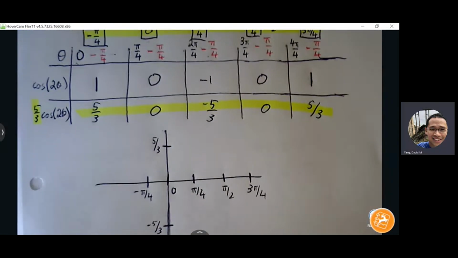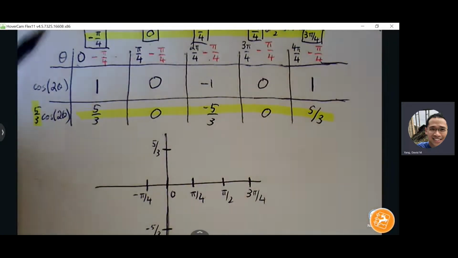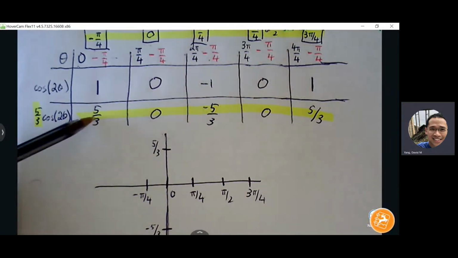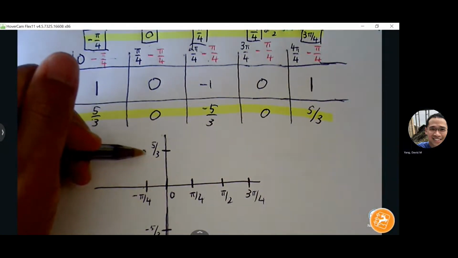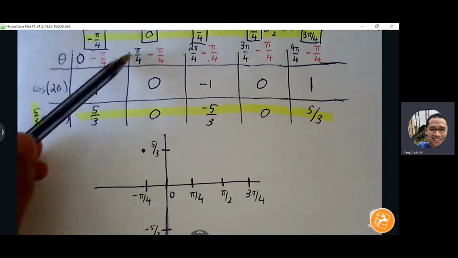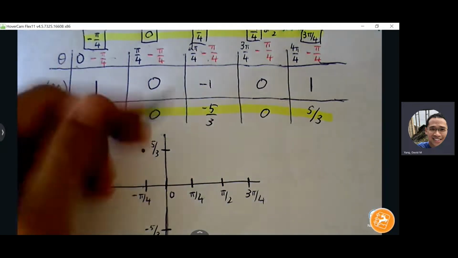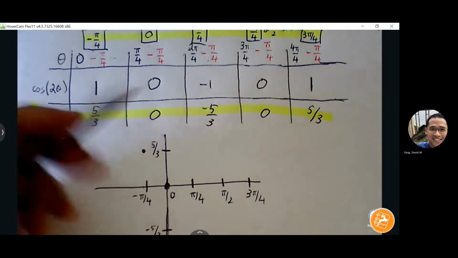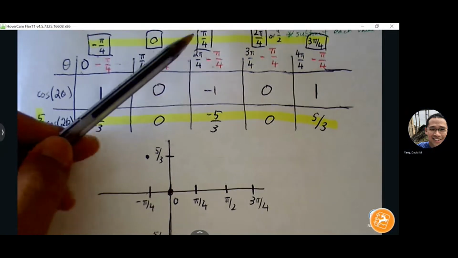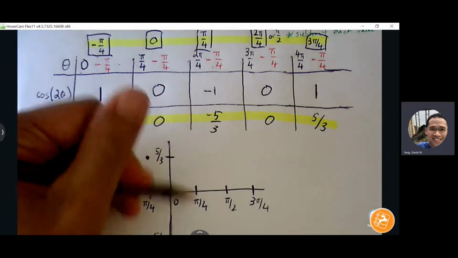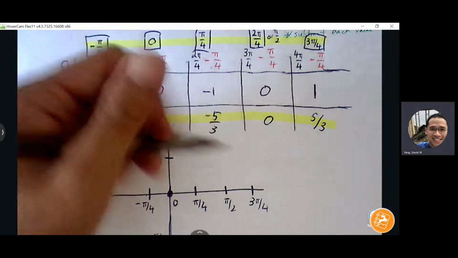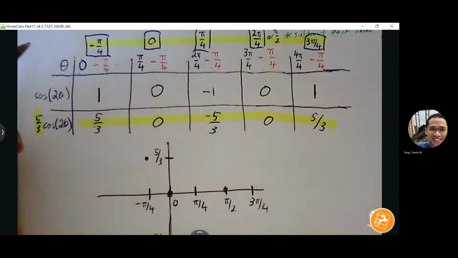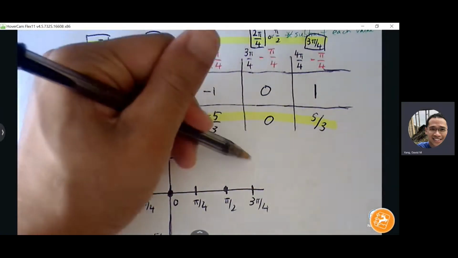So now you're just going to plot your ordered pairs. Okay, first ordered pair is negative pi over 4, 5/3. So negative pi over 4, go to 5/3. Second ordered pair, 0, 0. Next ordered pair, pi over 4, negative 5/3. Next up, pi over 2, 0. Next up, 3 pi over 4, 5/3.